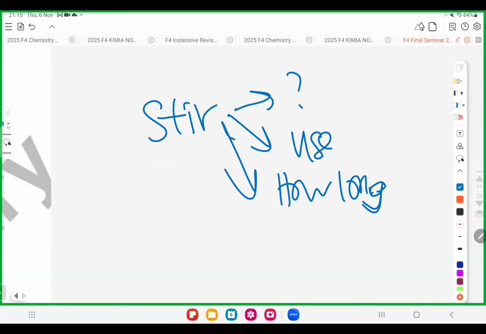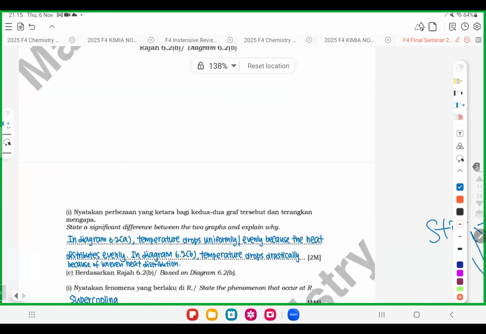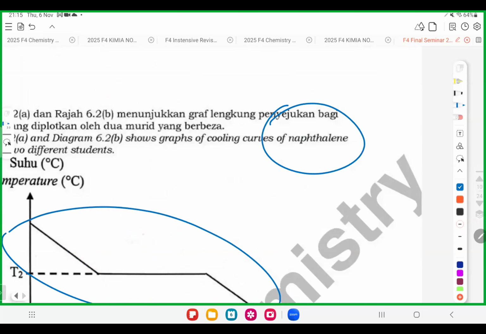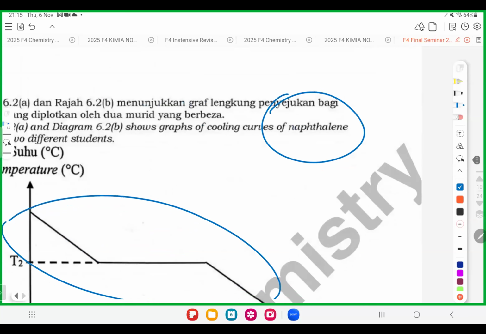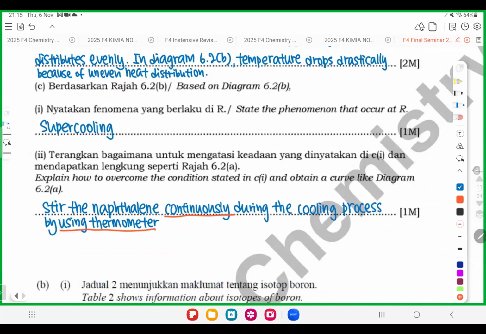So, guys, now look at my answer, then compare with your own answer. How to avoid supercooling. What is the substance we are using here? We are cooling the naphthalene, right? So what are we stirring? Naphthalene. Look at my answer, everyone: stir the naphthalene continuously during the cooling process. So the entire cooling process, I stir it. Not for 1 minute, 2 minutes, or 1 hour. I keep on stirring the naphthalene continuously throughout the entire cooling process.